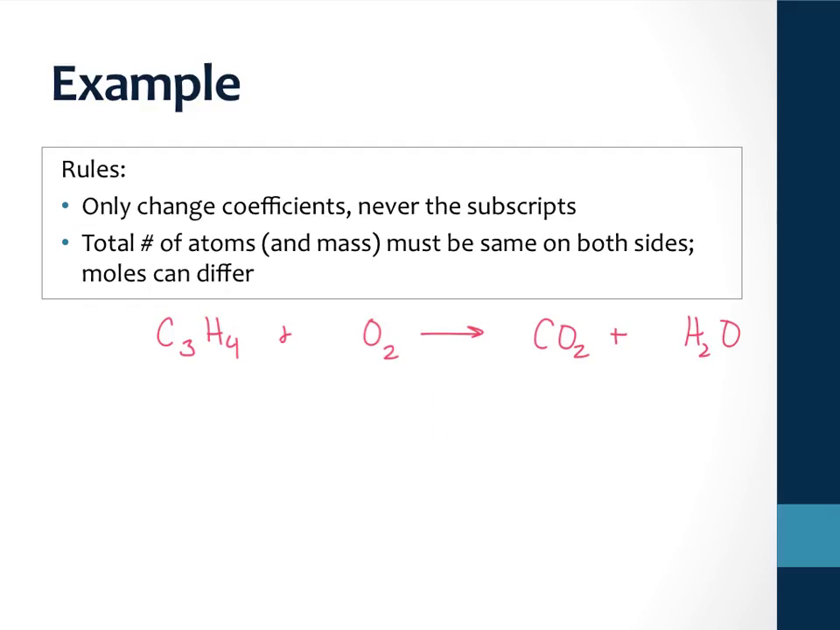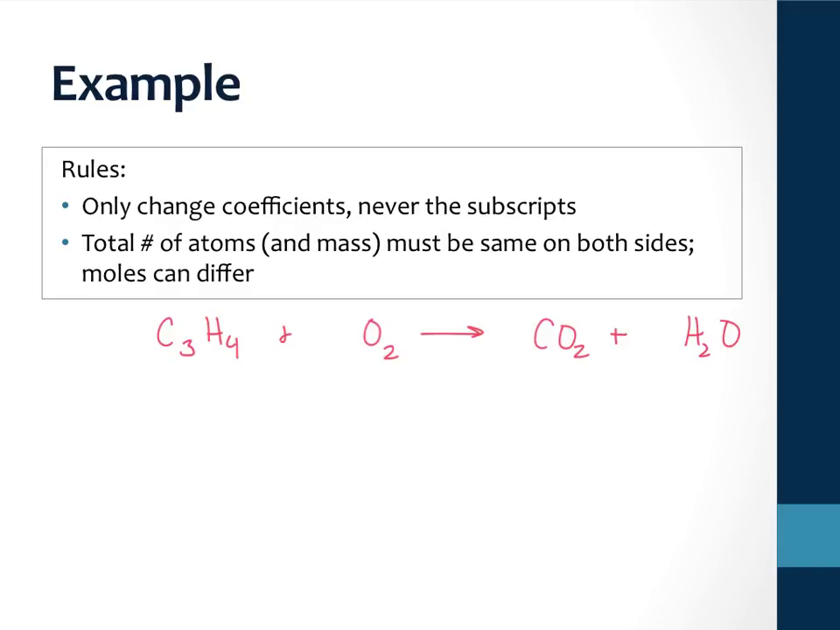Alright, so now let's go through an example of balancing an equation. And here are some basic rules before we begin. First, you only change the coefficients, never the subscripts. If you change the subscripts, you change the substance. So we're only going to change the number of moles here, the coefficients. And also, you've got to make sure that the total number of atoms and the total mass are the same on both sides. This is a way to check if your equation is actually balanced.